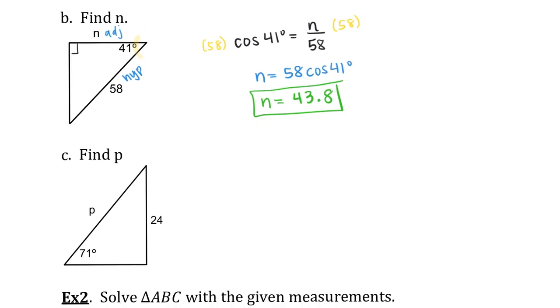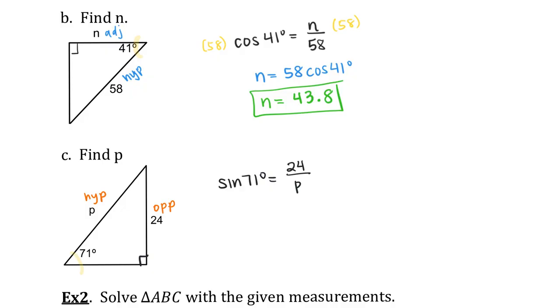Okay, one more like this. It says find P, and there should be a right angle on all of these. So again, I'm going to start with what I'm given. I'm given the angle 71. So 24 is opposite. P is on the hypotenuse side. So the trig function involving opposite and hypotenuse is sine. The sine of 71 degrees equals opposite over hypotenuse.